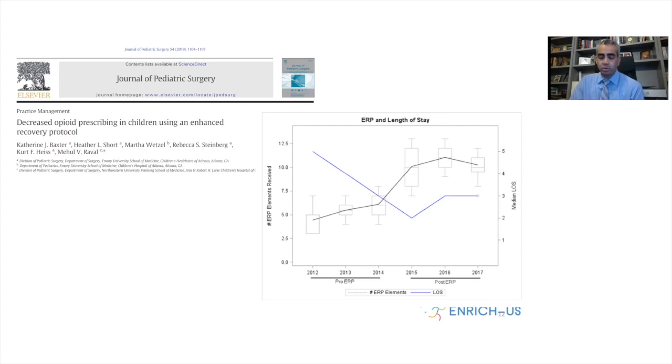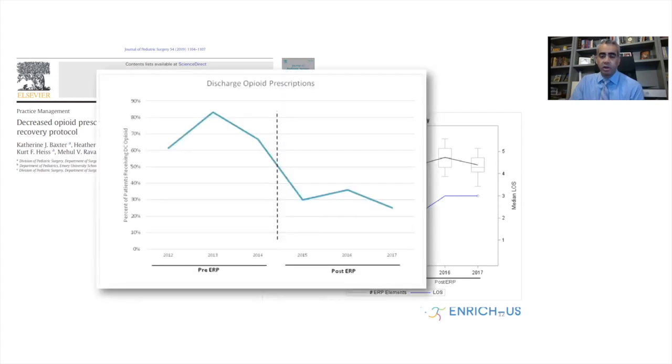This is a more long-term follow-up of that same study. Once again, you see the blue line indicating the average length of stay did indeed level out at about 3 days, with the number of elements sustaining in the double digits. We also followed up our outpatient opioid prescribing practices related to the enhanced recovery protocol. And what you can see is that prior to implementation, somewhere between 60 to 85% of our patients were going home with a prescription for opioids, versus in the post-implementation period, we were able to decrease that number down to about 20 or 30% of patients going home with prescription opioids.